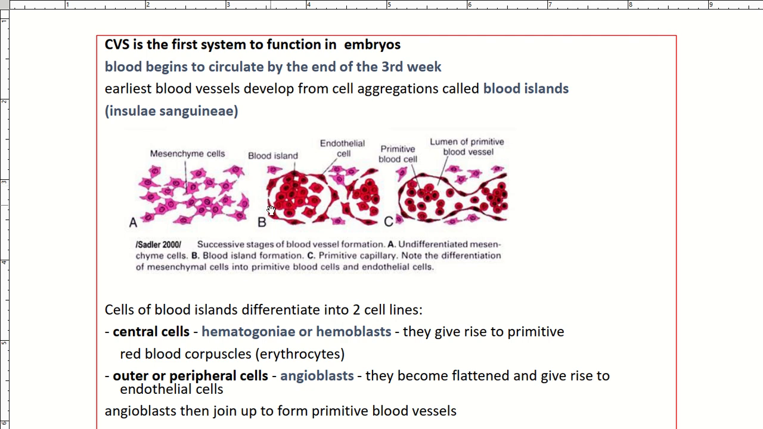But these cells that are simple squamous, surrounding these central cells, are going to take the name endothelial cells, right? These are your epithelial cells. So the angioblasts then join up to form primitive blood vessels. You can actually see they now join, and then they form a primitive blood vessel.